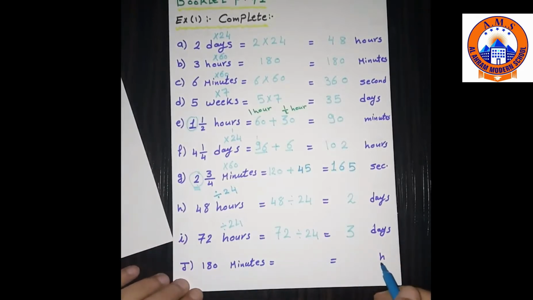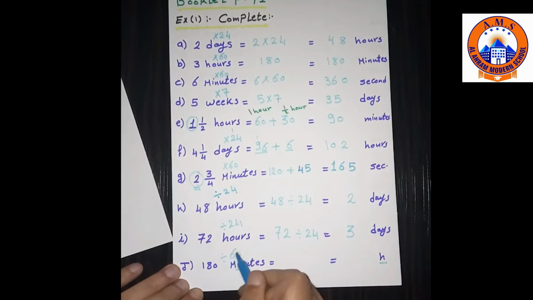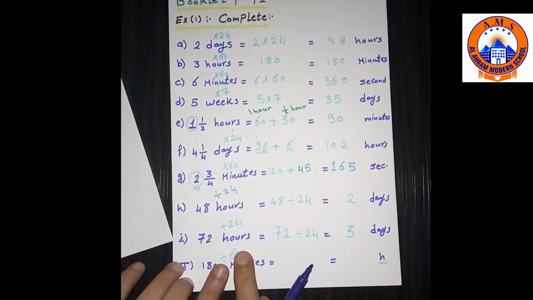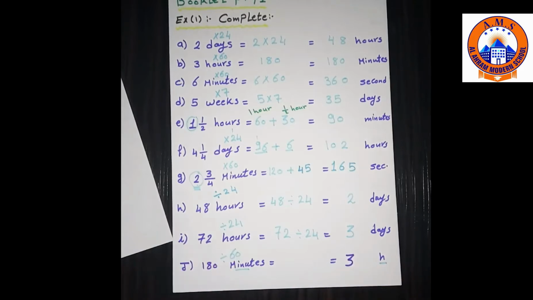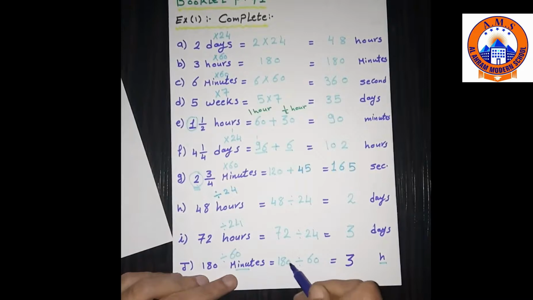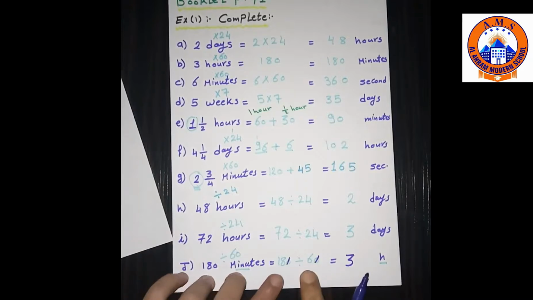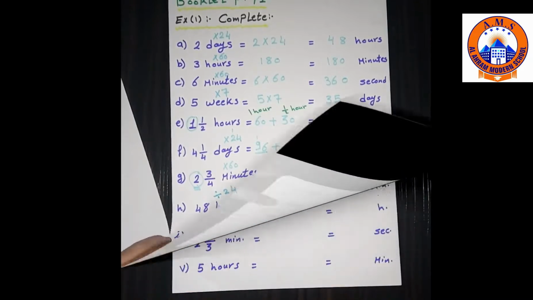180 minutes equal how many hours? To change from minute into hour, so this is a smaller unit than hour, we have to divide. The hour contains how many minutes? It contains 60 minutes. We can make this division easily by hiding the zeros. So 18 divided by 6 equals 3. So we will put 3. Or as we can say, we will divide 180 by 60. The 0 will be divided by 0, it will be cancelled, and 18 divided by 6 equals 3.